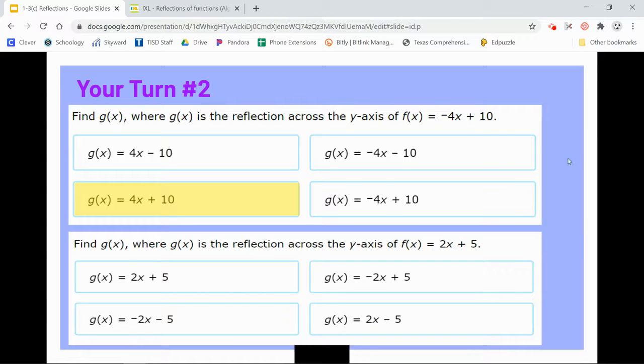g of x is a reflection across the y-axis of 2x plus 5. Which one is that? Apologize for the sound, phone call. And that is negative 2x plus 5. Again, only the 2x is affected by going across the y-axis. That plus 5 is not affected.